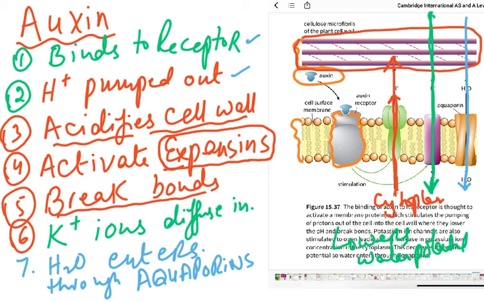So first we had cell division, then we had cell elongation, and then we had cell differentiation. So this is how auxins work in the process of cell elongation.